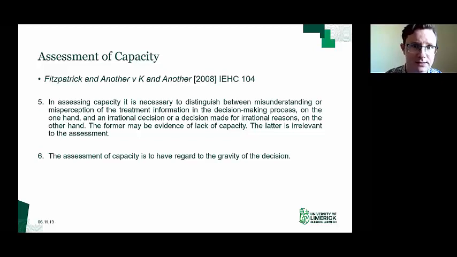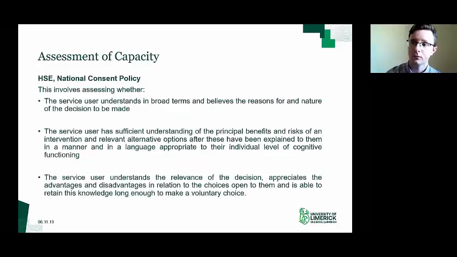These 6 principles, then, we obviously see them in the presumption of capacity, and we see them set out in section 5.5 of the HSE National Consent Policy. So if we can go to the next slide. So again, you can see here issues of understanding the information, sufficient understanding of the principal benefits, the risks, all of this is said. So this is really framing the principles that would have been set out in the decision of Fitzpatrick and Gay in slightly simpler terms.